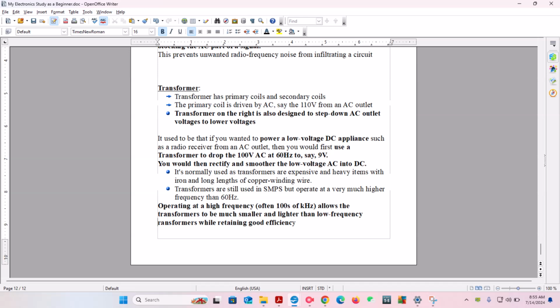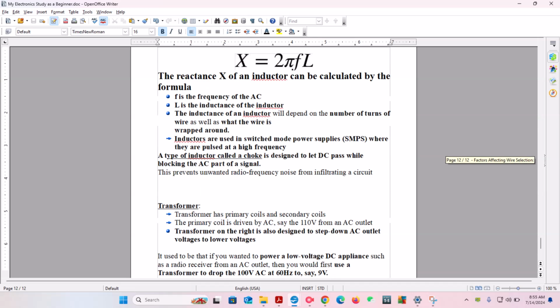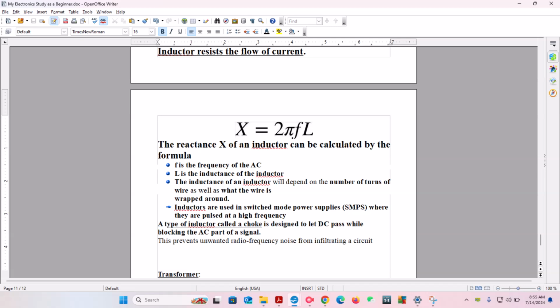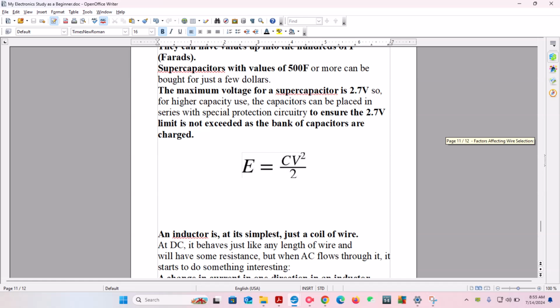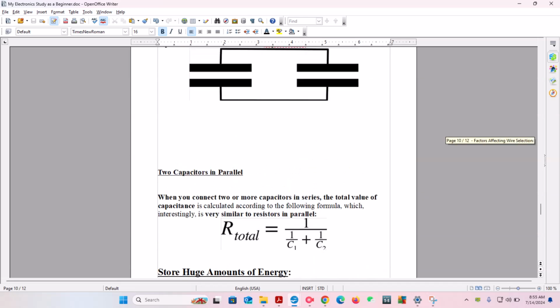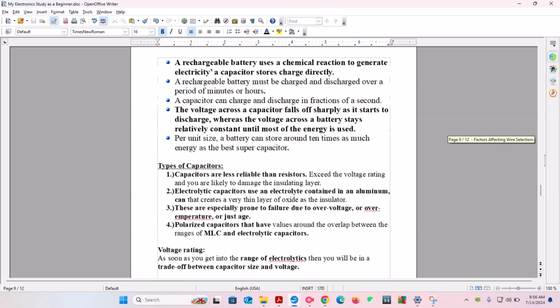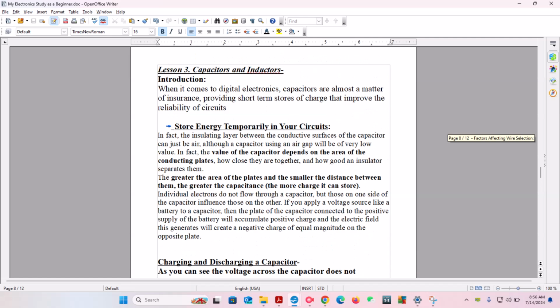Okay, so from an overly practical standpoint, that's basically what it is. Alright, so remember the formula we have for an inductor. We have different things: the transformer, the inductor, and then super capacitors and capacitors. We have capacitors in parallel, the types of capacitors, charging and discharging a capacitor, and the storage of energy. So our two main things to remember are capacitors and inductors.